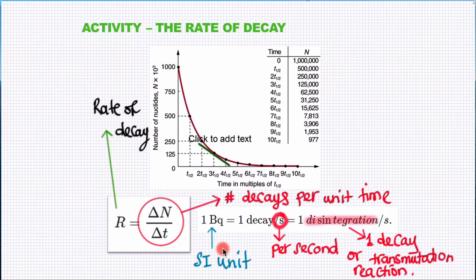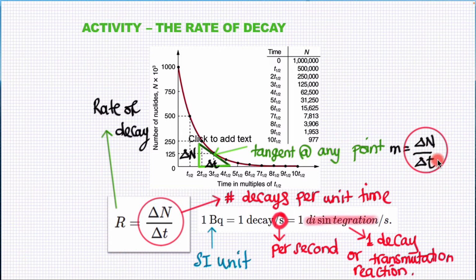So we said the standard international unit is the becquerel, and what does this rate of decay actually mean? Well, if we were to take a point on the graph and draw a tangent at that point, and then apply our gradient of that line, delta n, your change in the number of nuclei remaining over the change in time in half-lives, then what we get is a gradient of delta n on delta t, which you can see represents the rate of decay.